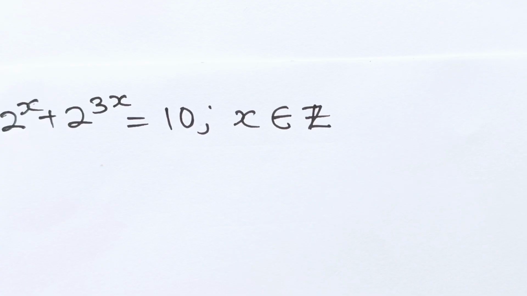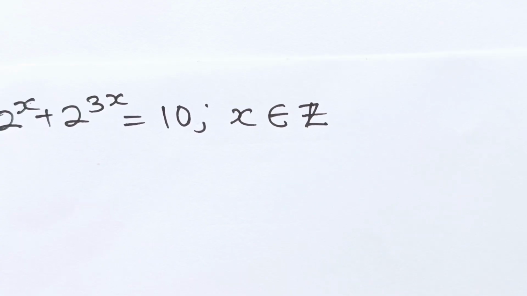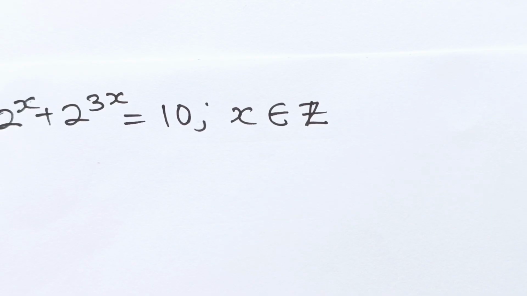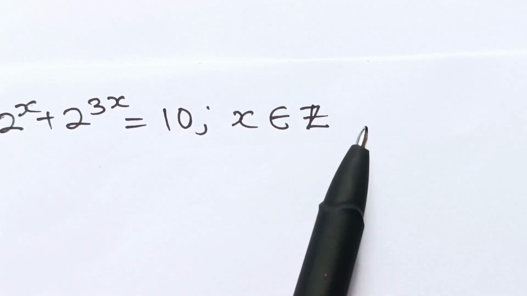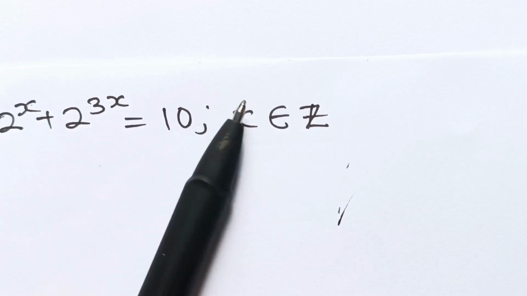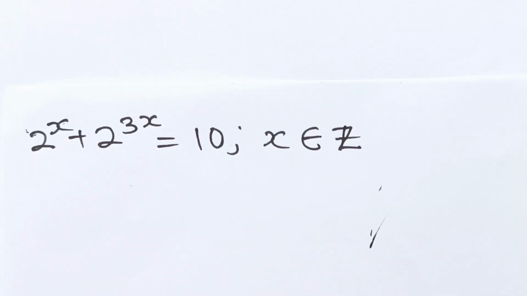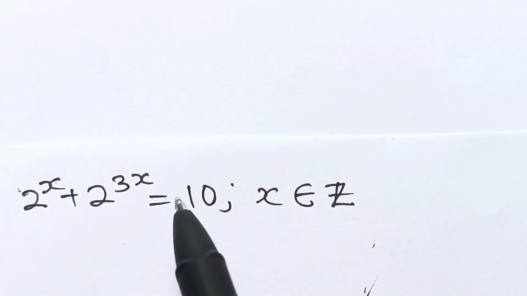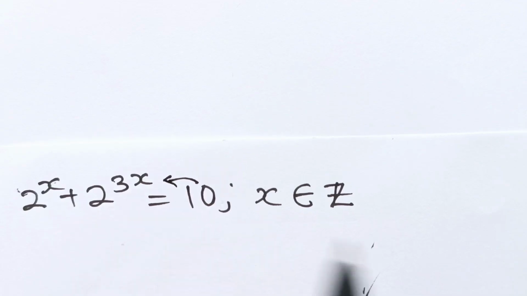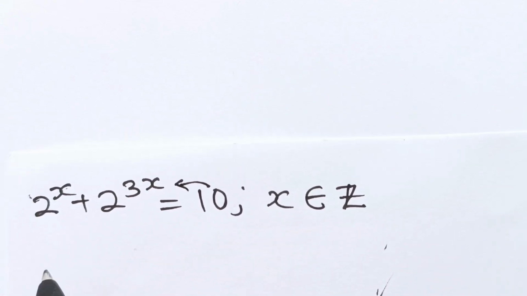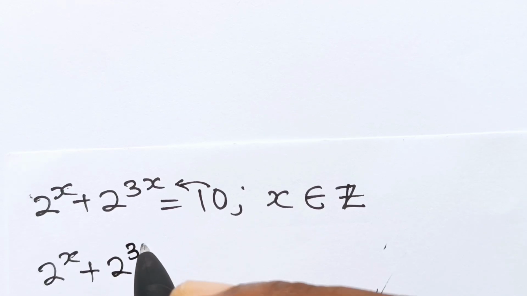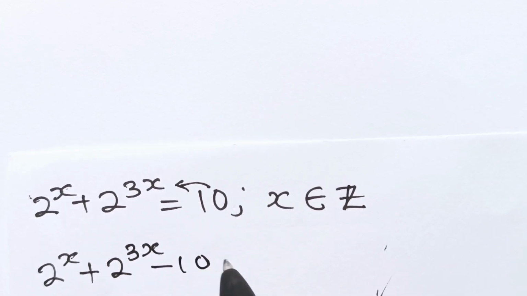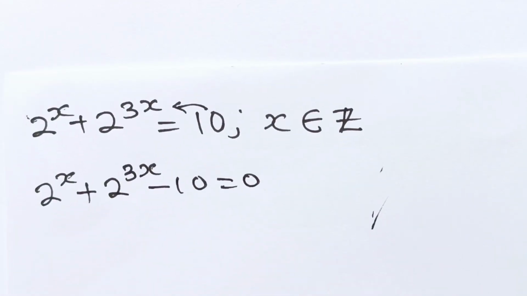Now this question says that we should find the values of x without the use of a calculator. Now how do we go about this? And this is the condition given. Alright, the first thing we need to do is let us transfer this to this side. So if we do that, we have 2 to the power of x plus 2 to the power of 3x minus 10 is equal to 0.